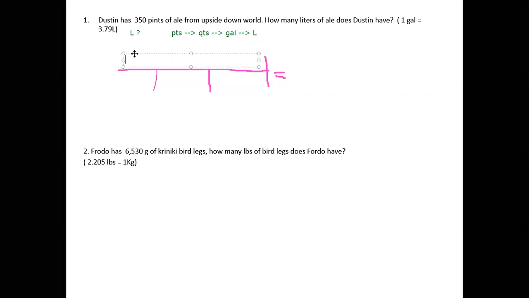So we're starting with 350 pints. Now, some conversion factors that we'll need, in addition to the one given to us, is that there's 2 pints in 1 quart, and there's 4 quarts in 1 gallon. Now, notice that both of these, pints to quarts, quarts to gallons, are in the same system of measurement. So these conversion factors are exact because they're in the same English system.